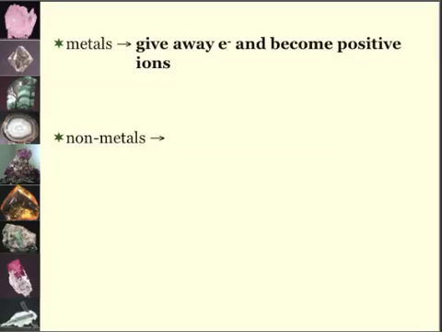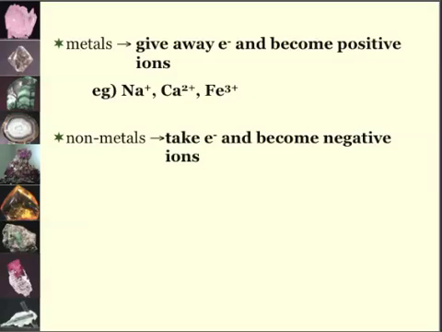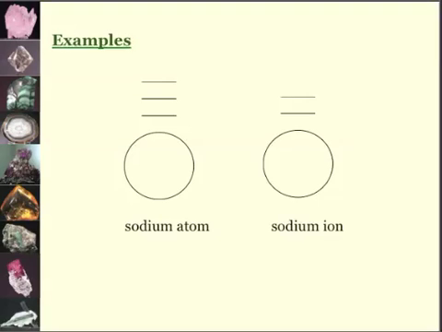Metals give away electrons and become positive ions, for example, we have Na+, Ca2+, and Fe3+, whereas nonmetals take electrons and become negative ions. For example, we have Cl-, P3-, and O2-.